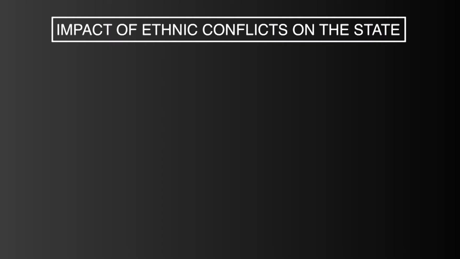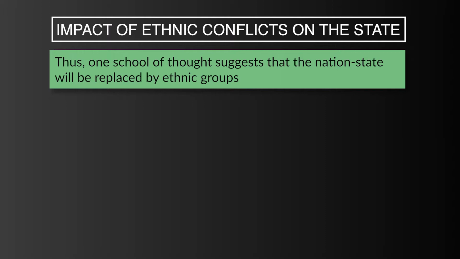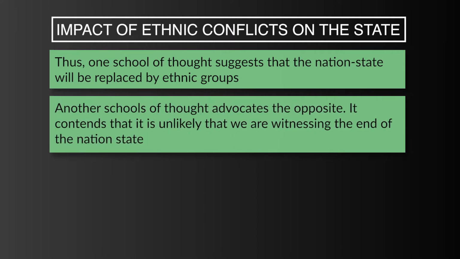Now, what is the impact of ethnic conflicts on the state? This impact was quite significant, because one school of thought suggests that nation states would be replaced by ethnic groups, while another school of thought thinks that it is unlikely that we are witnessing the end of the nation states. The nation state will assert itself over ethnic groups.